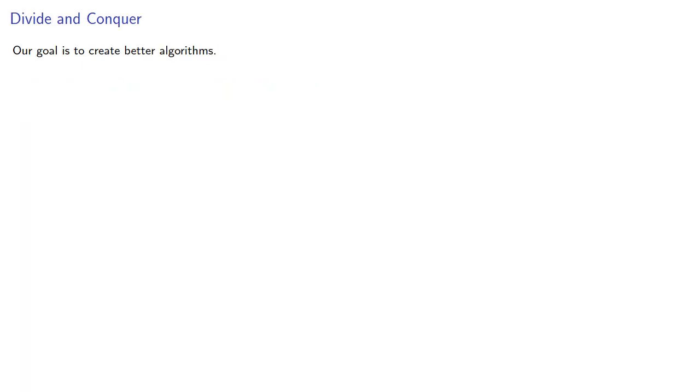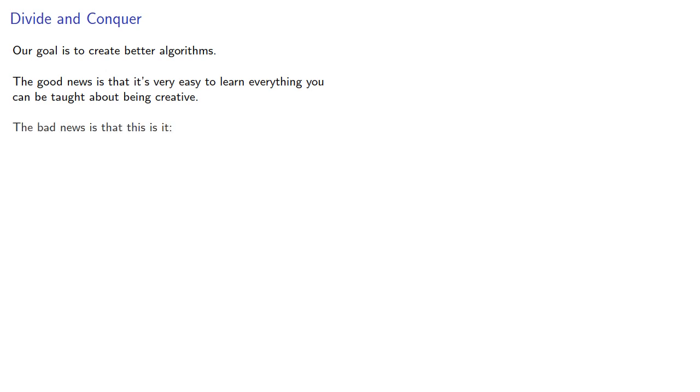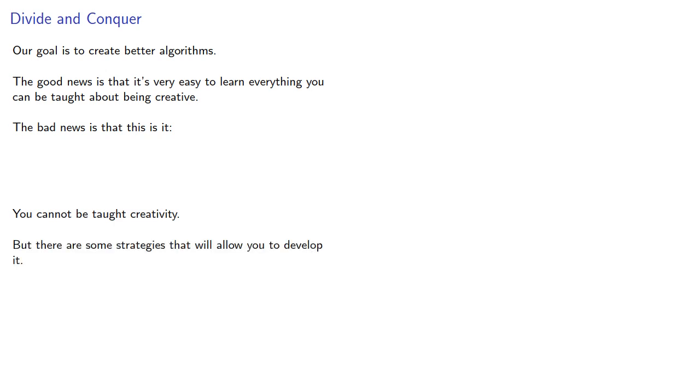Our goal is to create better algorithms. The good news is that it's very easy to learn everything you can be taught about being creative. The bad news is, this is it. You cannot be taught creativity, but there are some strategies that will allow you to develop it. A useful one is known as divide and conquer.